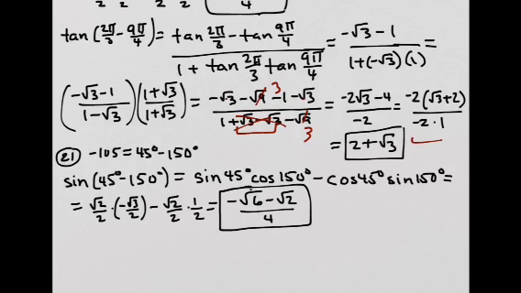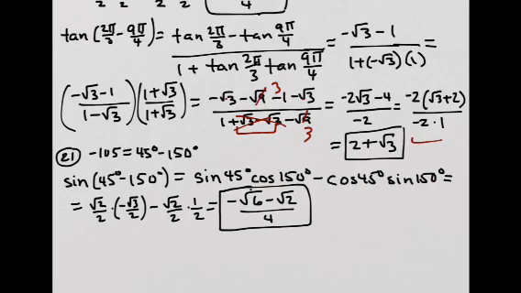Alright, for number 21, I chose 45 minus 150 because that equals 105. Now, it's not the only combination, but that's just the one I chose. So here's the sine formula, sine of a minus b. And here's the way it looks. So sine 45 cosine 150 minus cosine 45 times sine 150.